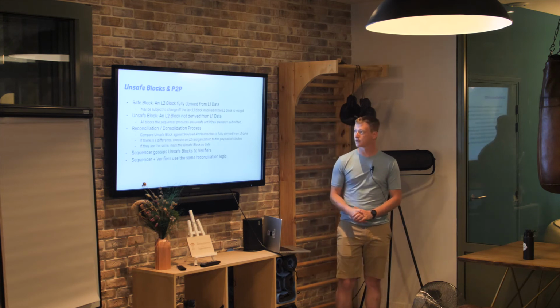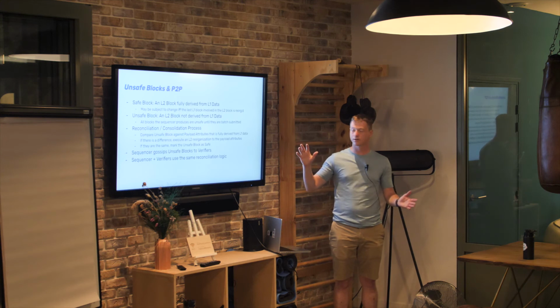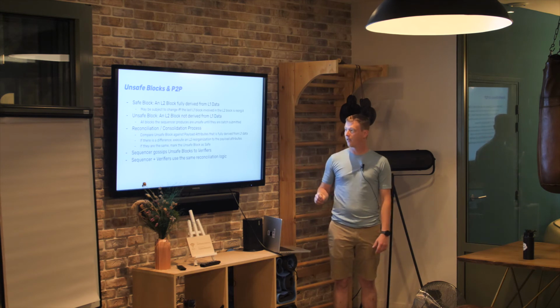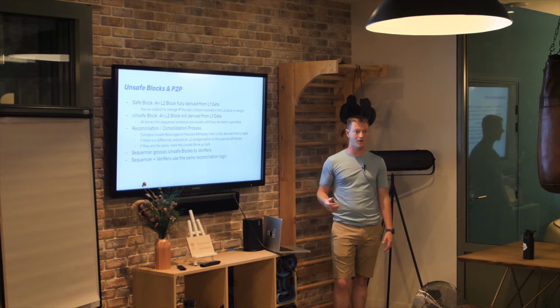Cool, so unsafe blocks. We touched on this just a tad. A safe block is a block fully derived from L1. So if you're an exchange, this is what you trust. And you can even track how far back the last L1 block that modified this L2 block was. That's where you get your safety. And then there are unsafe blocks, not fully derived from L1 blocks. The moment you create a new block on L2, it hasn't been submitted to L1. So it's probably going to be submitted and it's probably correct, but it hasn't fully been submitted yet. With these blocks, we still gossip the unsafe blocks around because they're probably correct.